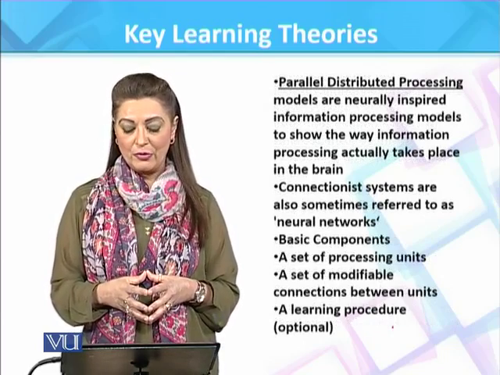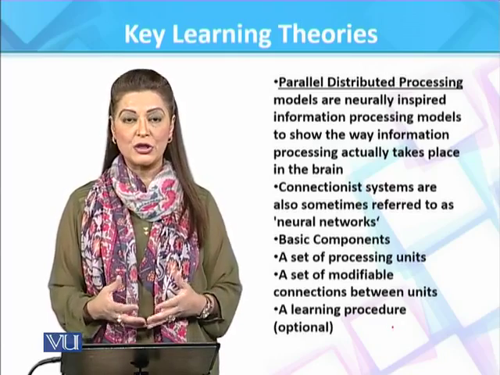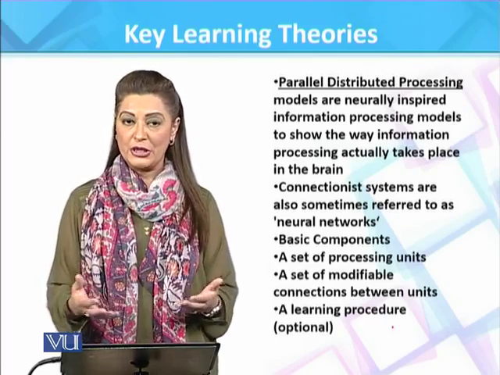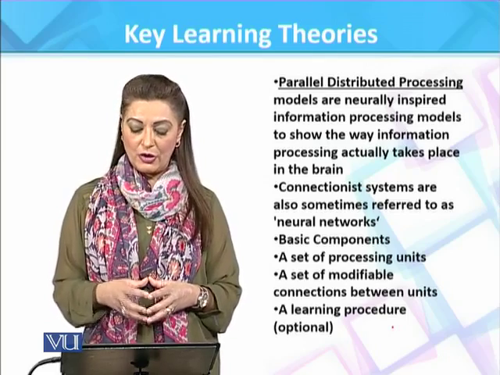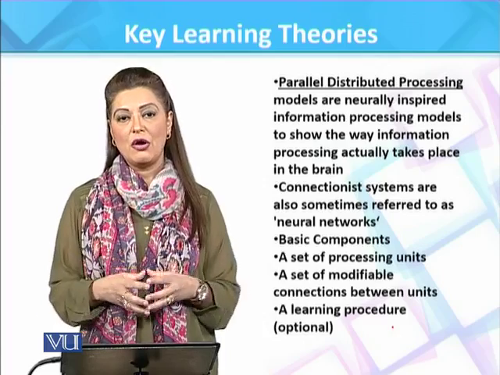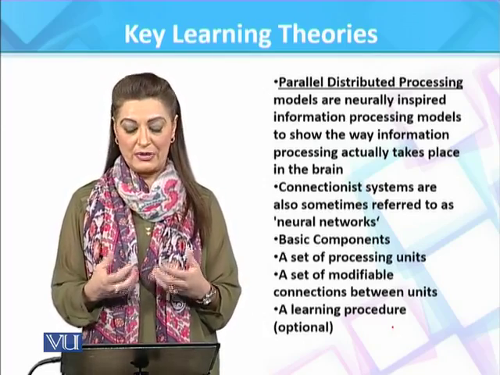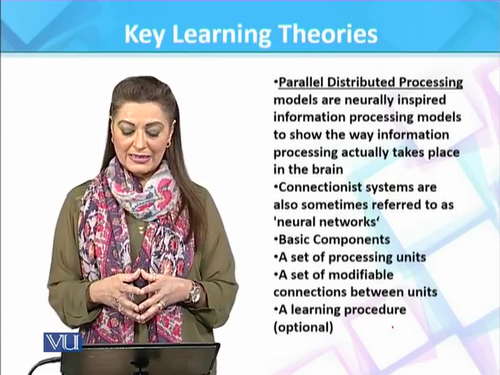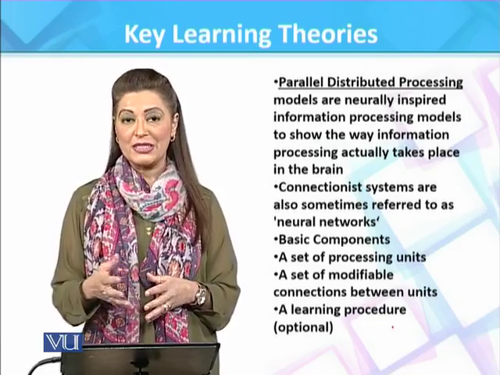Parallel distributed processing models are neurally inspired information processing models to show the way information processing actually takes place in the brain. So basically, PDP refers to showing how that processing takes place in one's brain. Connectionist systems are also sometimes referred to as neural networks. So there is a connectivity of different units following the neural network, and they have three basic components, which are a set of processing units, a set of modifiable connections between units, and the complete learning procedure, which is considered optional.